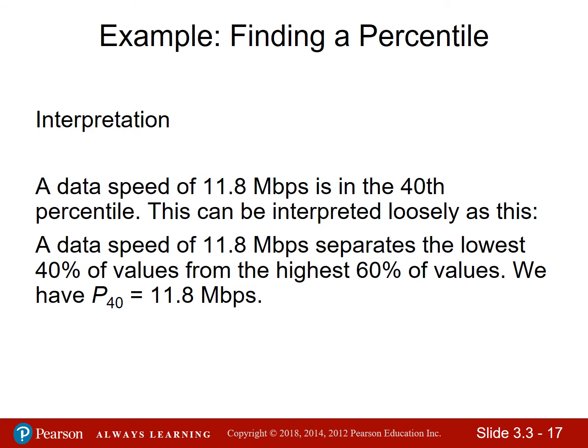So P40, the data speed of 11.8 Mbps is the 40th percentile. This can be interpreted loosely as a data speed of 11.8 Mbps separates the lowest 40% of values from the highest 60% of values. We have P40 equals 11.8 Mbps. So you can just write P40 is 11.8 Mbps. That means 40% of data values are less than 11.8 and 60% of data values are greater than 11.8.